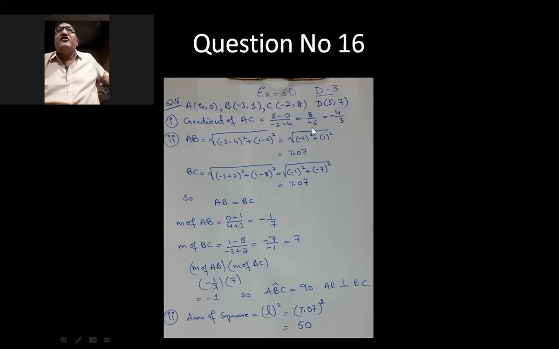So we will have 8 divided by -6, that will be equal to, with the 2 cancelled, -4 divided by 3. So that's the gradient of the AC. So that was the first part of this question, question number 16.